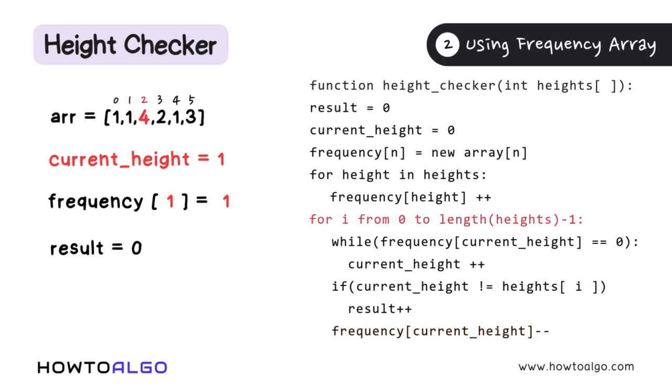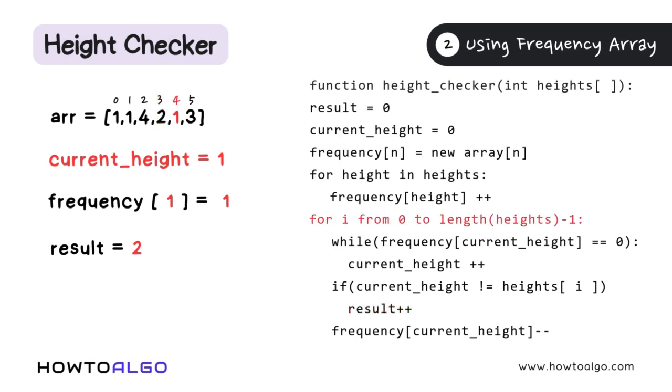At index 2, height is 4, current height is 1, but the current height is not equal to the height at index 2. We increment result as there is mismatch. Frequency of 4 remains 1. At index 3, the height is 2, current height is 1, but again the current height is not equal to the height at index 3. We increment result as there is mismatch. The frequency of 2 remains 1.